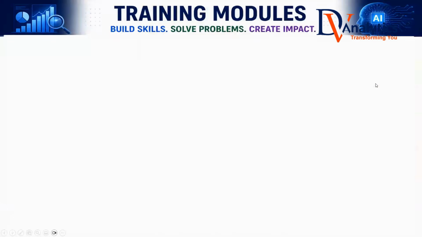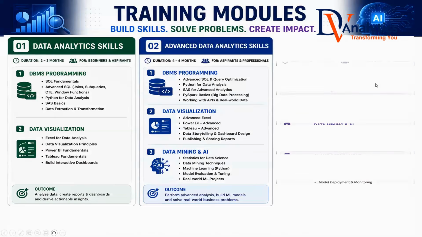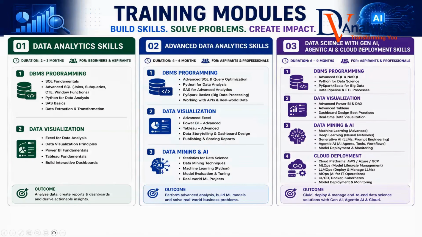Why are we saying this? Though we have 3 different modules, the best module is data science with Gen and agentic AI, where you get everything in just 6 to 9 months.